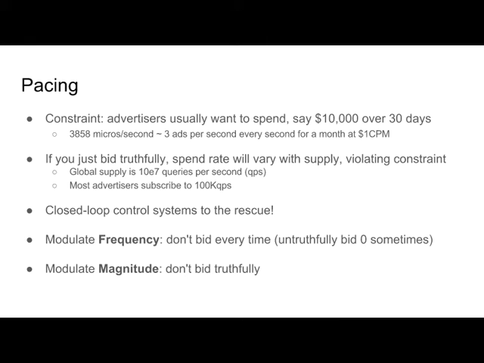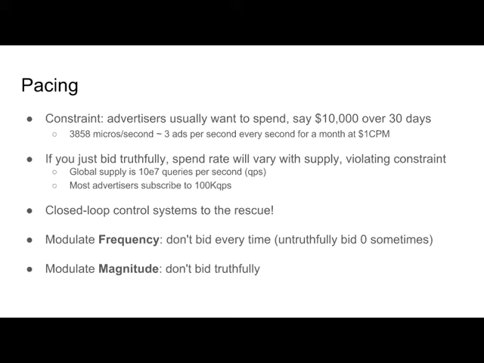The problem is that's a very, very simplified view of the world. First of all, you have to deal with pacing. As a constraint, the advertiser doesn't give you an infinite amount of money to spend. Advertisers, as part of their media plan, tend to have a certain budget allocated to a particular campaign. Say an advertiser wants to spend $10,000 over 30 days. If you divide that through in micro dollars and divide by the number of seconds per day, it works out to about 3,800 micro dollars per second on average, if you're spending perfectly evenly, which at a dollar CPM works out to about 3 ads a second.